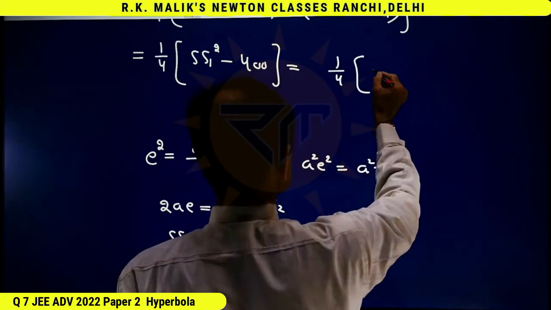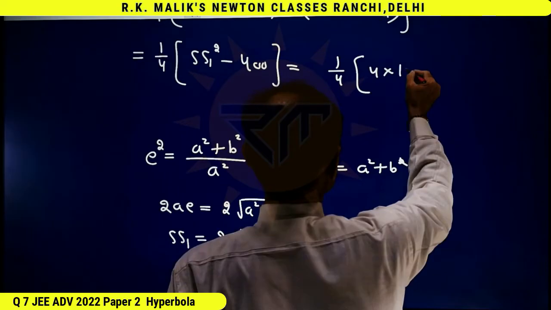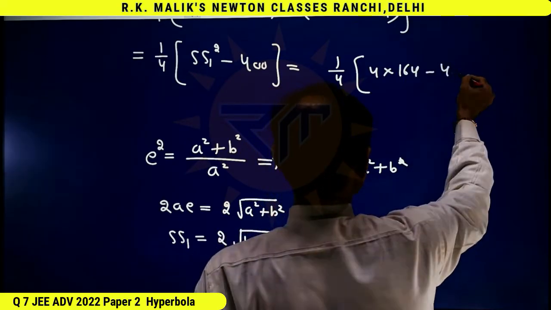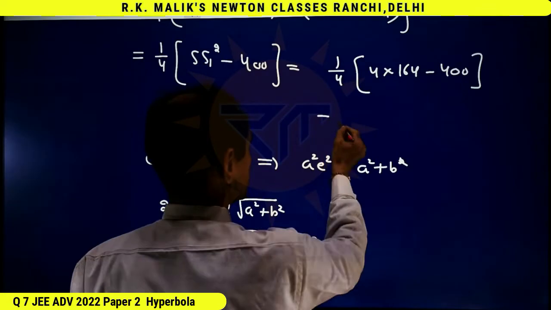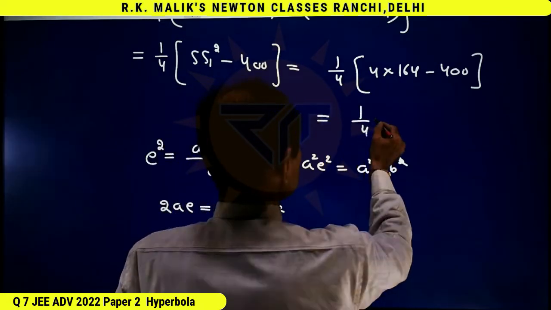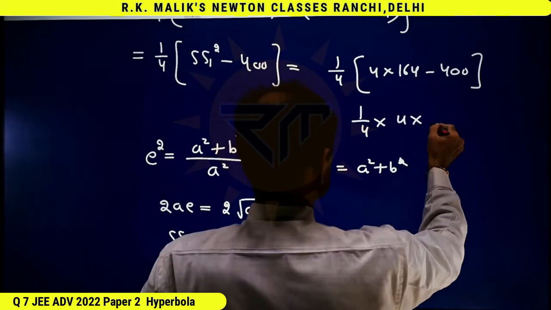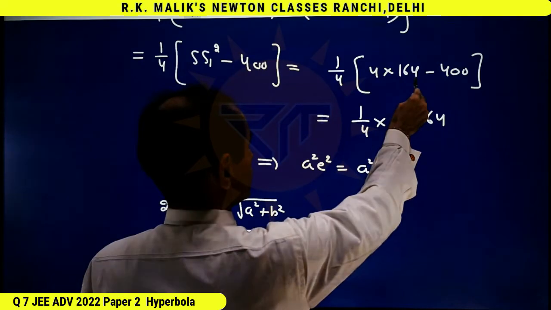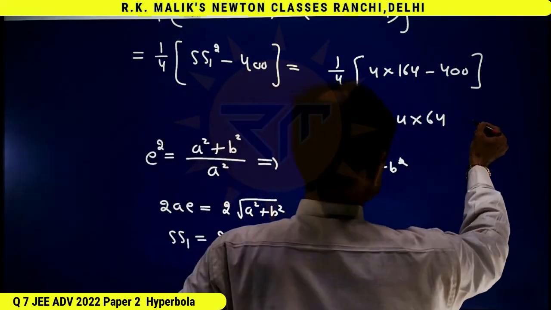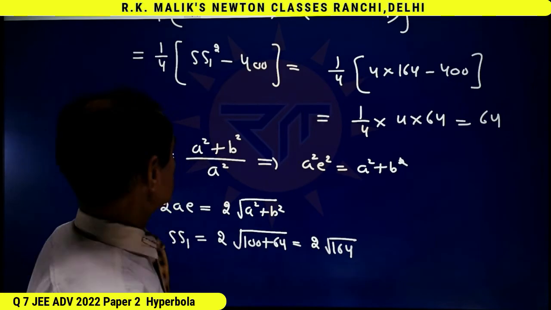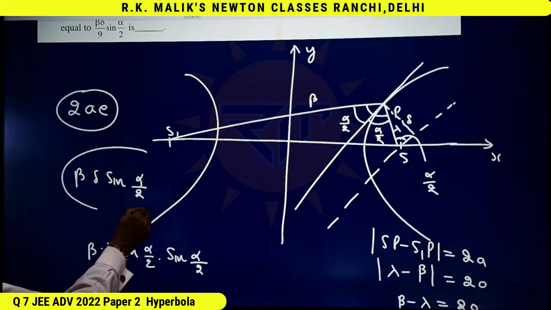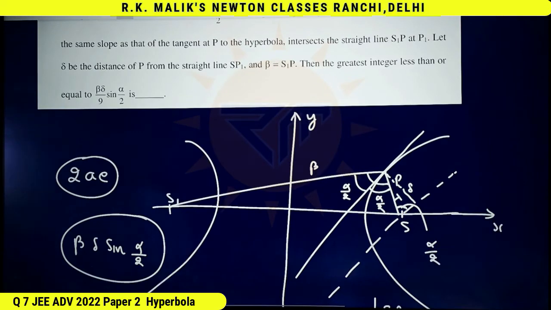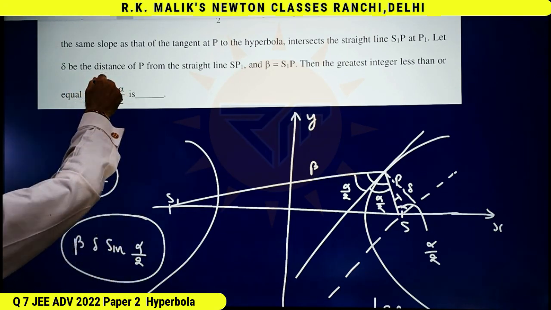Hence, putting this value here, I'll be getting 1 by 4 into 4 into 164 minus 400. That is, you will be getting 1 by 4 into 4 into 64. That is, actually I have written 100 plus 64 and I got this result. That is equal to 64. Hence we have calculated the value of this as 64. Therefore the value of this becomes 64 by 9. And therefore the greatest integer less than or equal to this will become 7.